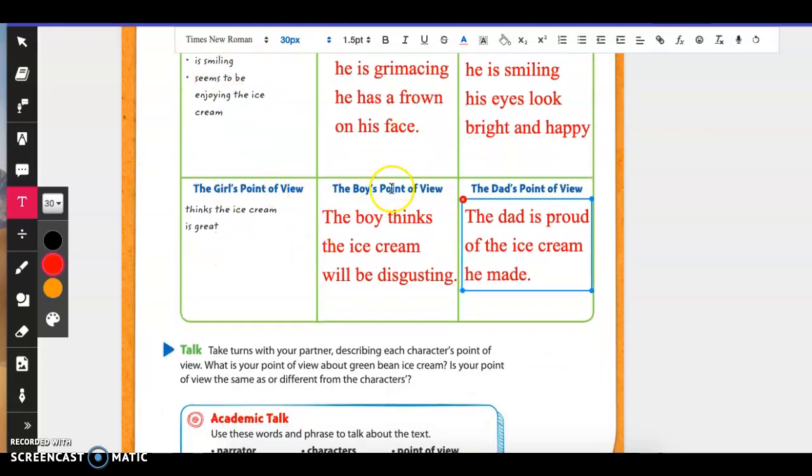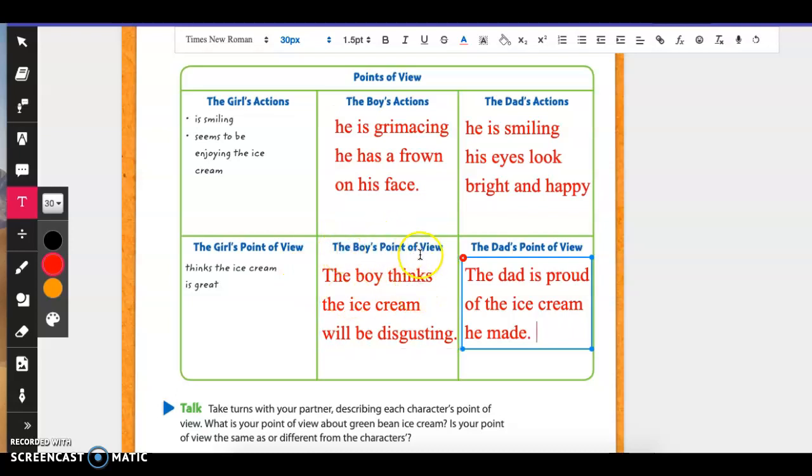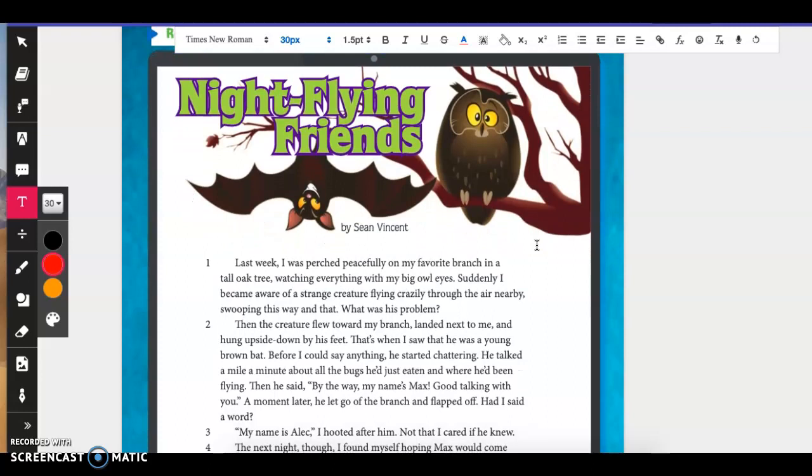So I agree with the boy. The boy's point of view and my point of view are similar. I do not agree with the girl's point of view, and I do not agree with the dad's point of view. No Silas. The next thing that you're going to do is you're going to read The Night Flying Friends.